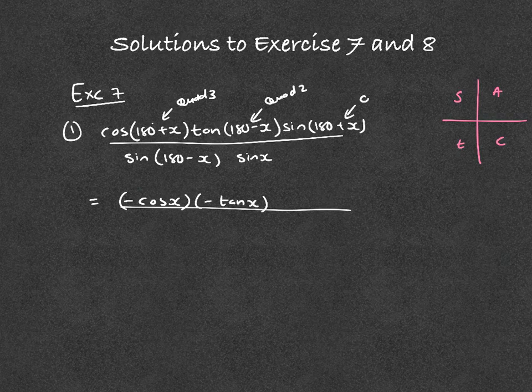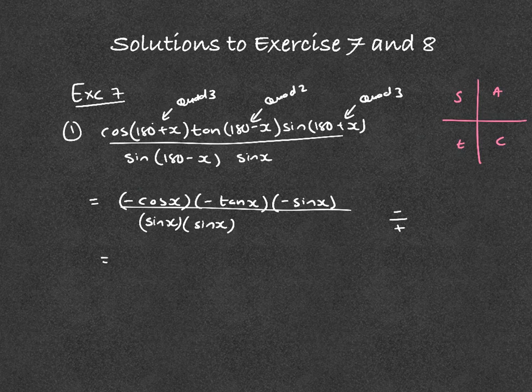Then we've got sin(180 + x), that's in quadrant 3. Sine is negative there, so that's minus sin x. Then we've got sin(180 - x), that is in quadrant 2. Sine is positive there, and then multiply by that sin x. So what do we have? I would first sort out the signs.